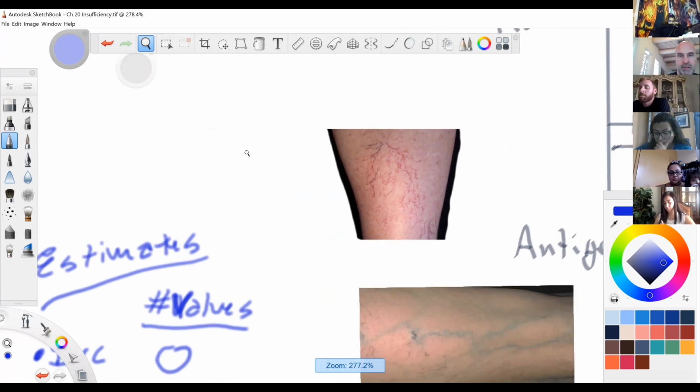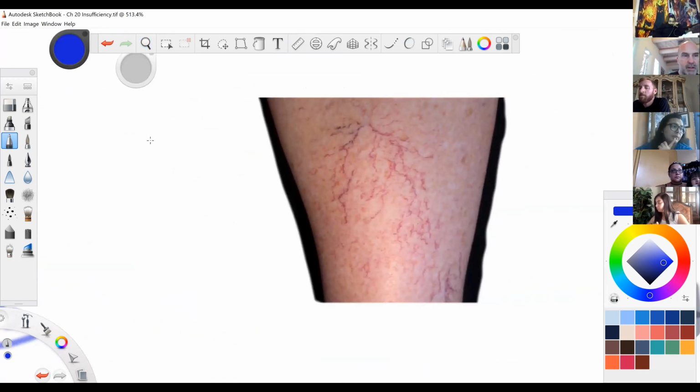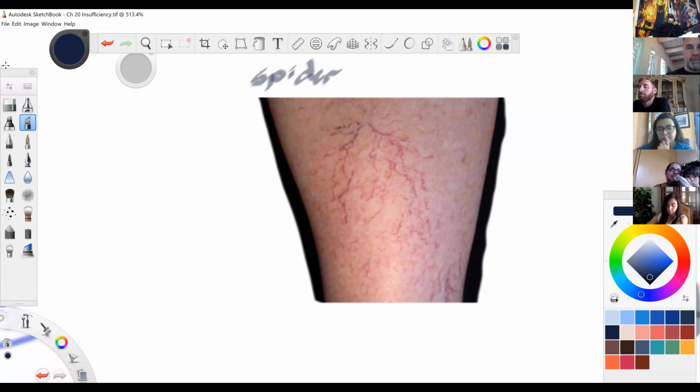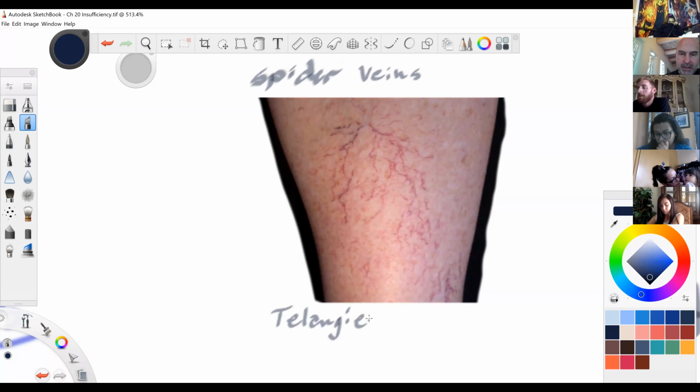Let's just zoom in a little bit. Use this, draw that. And spider veins, or telangiectasis. I always thought it was telangiectasis, but I guess it's just telangiectasis.